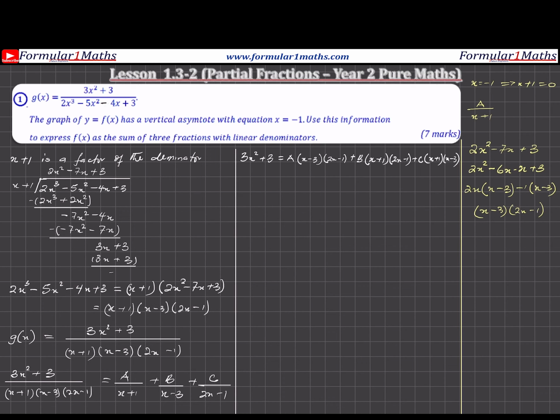Then we can do some strategic substitutions to find the values of a, b, and c. So we start with when x is equal to minus 1.